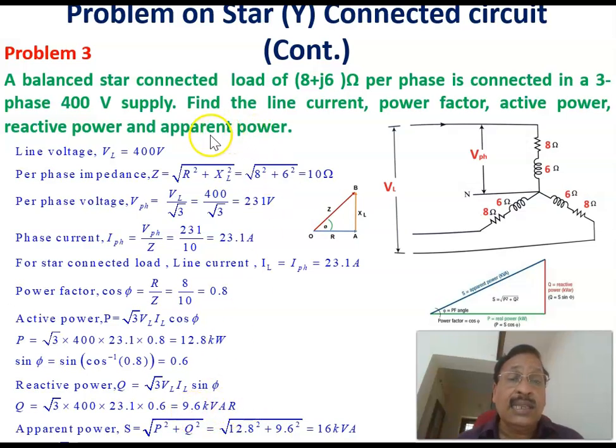And next one is the apparent power. Apparent power can be found out from the power triangle. This is the active power P, this is the reactive power Q, and this is the apparent power S. Therefore, S equal to square root of P square plus Q square, which is equal to 12.8 square plus 9.6 square, which is equal to 16 kVA. Therefore, 16 kilovolt ampere is the apparent power.